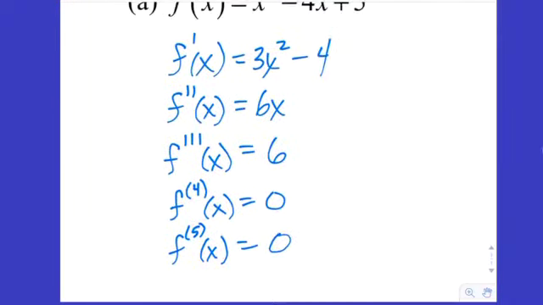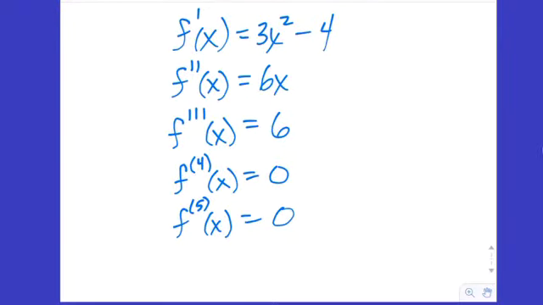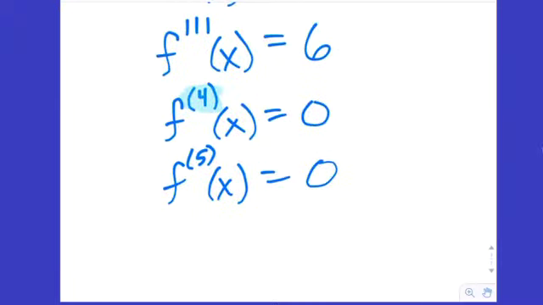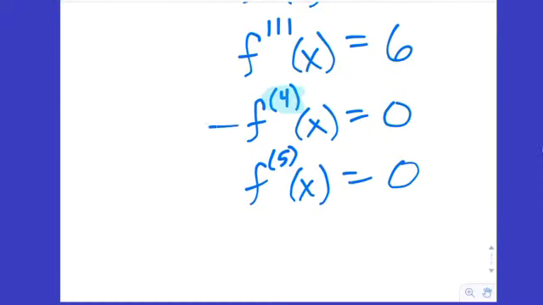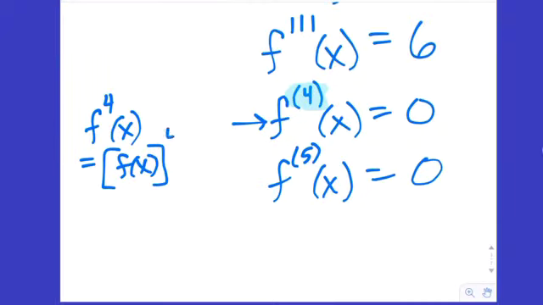Now notice that it started as a cubic polynomial, and we hit 0 for the first time on which derivative? The fourth, right? So if it were a 10th degree polynomial, we should hit 0 on which derivative? The 11th. Very good. Okay? Now the reason why we put the 4 in parentheses for the fourth derivative is because if I just wrote it like this, f raised to the fourth power of x, that's equivalent to the entire function raised to the fourth power, which is very different than the fourth derivative.